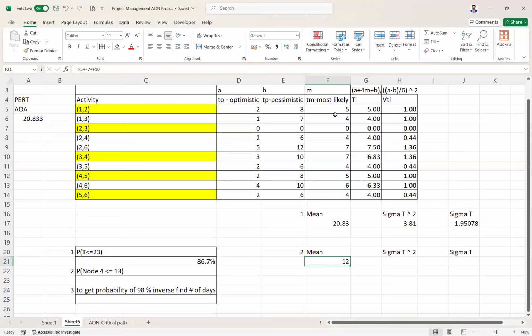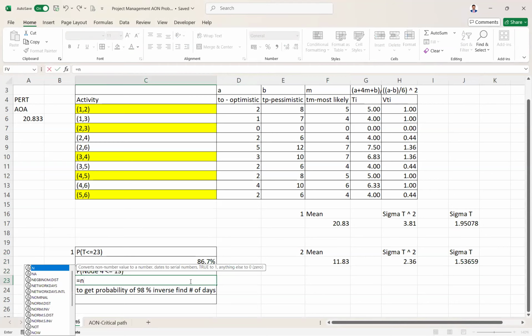So just one error. I just added this column, I should add the G column. So let me add it. 1, 2 plus 2, 3 plus 3, 4. This is done. Similarly for sigma, take the sigma 1, 2, 2, 3, then 3, 4. Again, this is sigma square and this is sigma, so square root of this number.